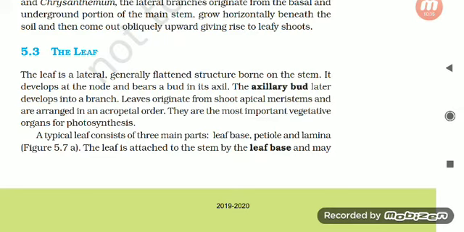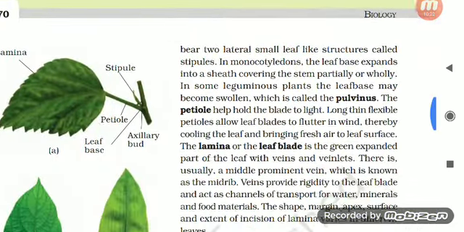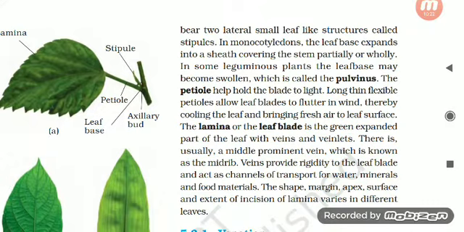A typical leaf consists of three main parts: leaf base, petiole, and lamina. The leaf is attached to the stem by the leaf base and may bear two lateral small leaf-like structures called stipules. In monocotyledons, the leaf base expands into a sheath covering the stem partially or wholly. In some leguminous plants, the leaf base may become swollen, which is called pulvinus. The petiole helps hold the blade to light. Long, thin, flexible petioles allow leaf blades to flutter in wind, thereby cooling the leaf and bringing fresh air to the leaf surface.